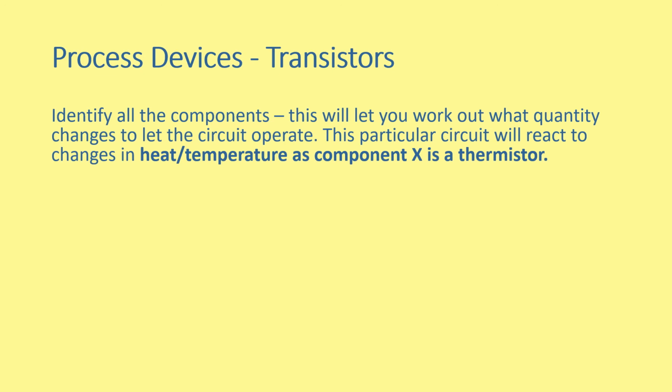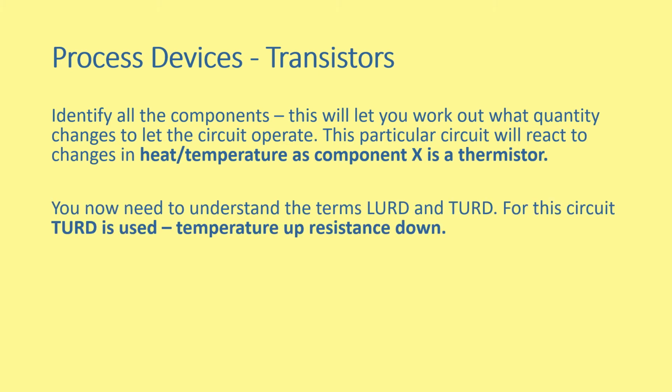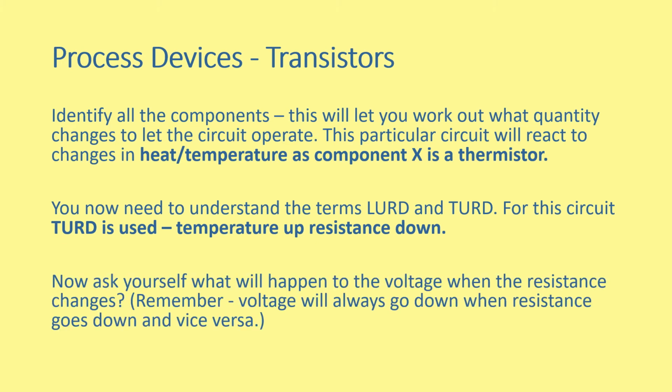First, we identify all the components, which we've just done, and this will let you work out what quantity changes to let the circuit operate. This particular circuit will react to changes in heat/temperature as component X is a thermistor. You now need to understand the terms LURD and TURD. For this circuit, TURD is used, temperature up, resistance down. Now ask yourself what will happen to the voltage when the resistance changes. Remember, voltage will always go down when resistance goes down, and vice versa.